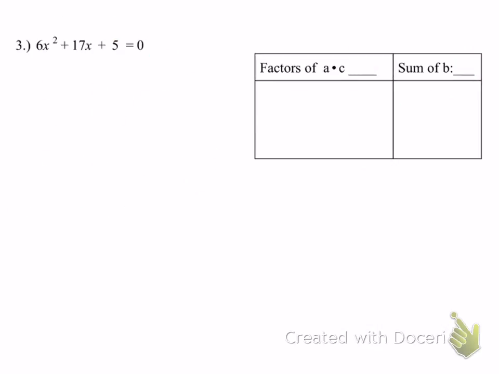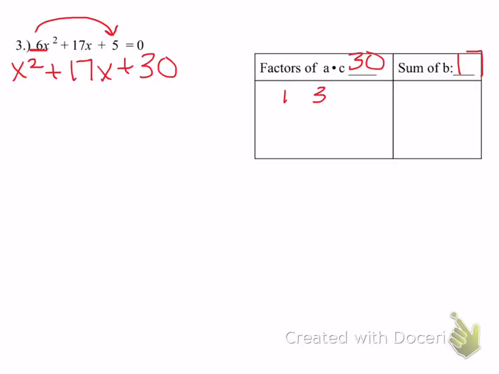Okay, let's go ahead and do it again. So we have a coefficient. We see we've got a number right here, a 6. So we need to get rid of that 6 by multiplying it by the third number. So now I've got x squared plus 17x plus 30. So I need to find factors of 30 that give me 17. Well, let's see. We've got 1 and 30, 2 and 15, 3 and 10, 5 and 6. Okay, so let's look at those.